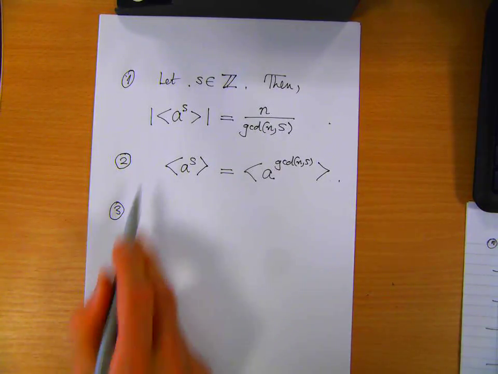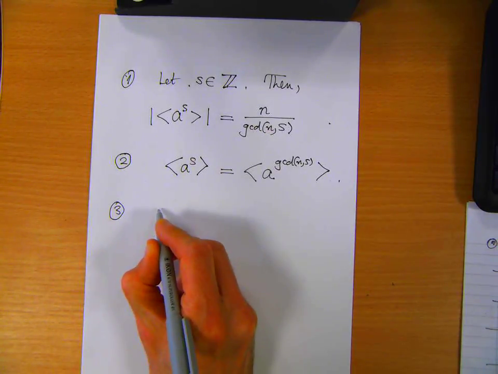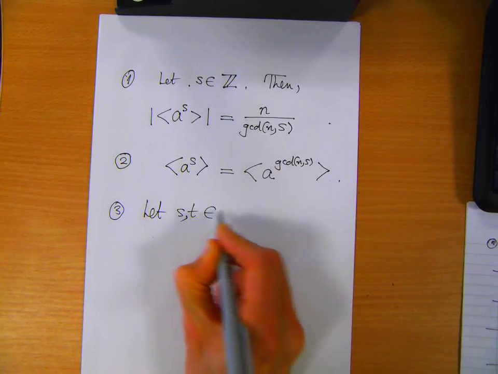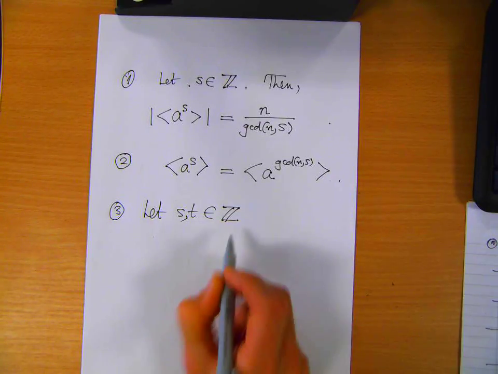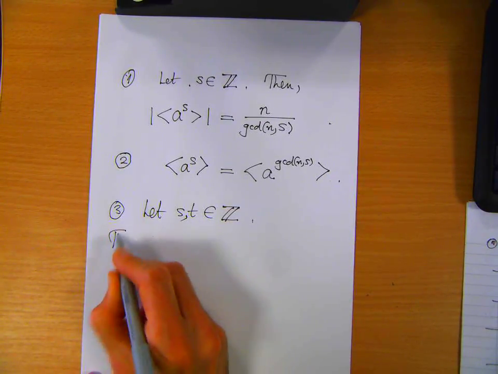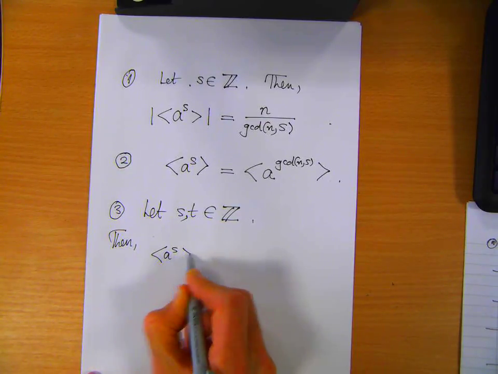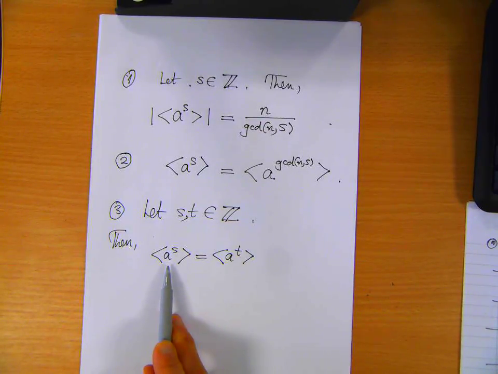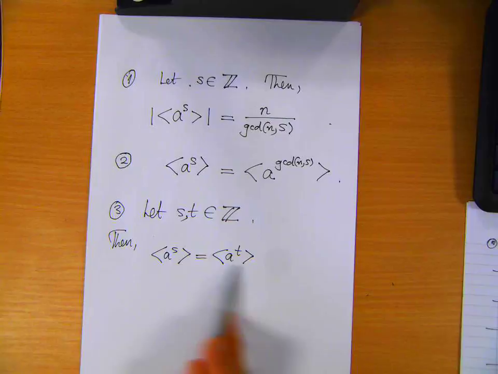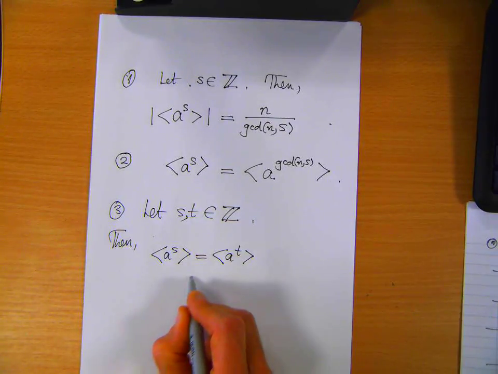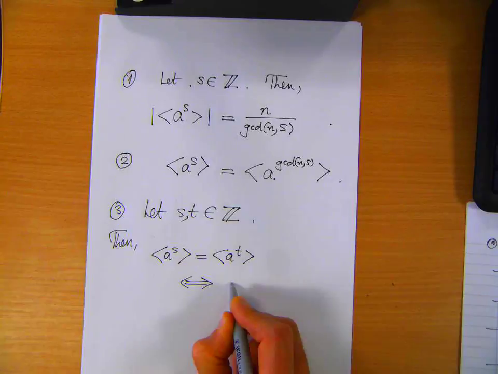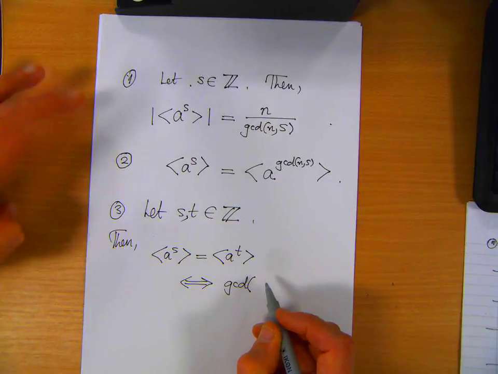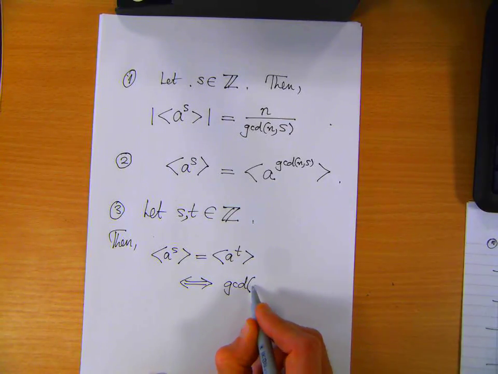The next thing that we need as an ingredient is, suppose we've got two integers. When is it the case that the powers a to the s and a to the t generate the same cyclic subgroup? And again, it comes down to the greatest common divisors being equal. This third one will follow from the first two quite straightforwardly.